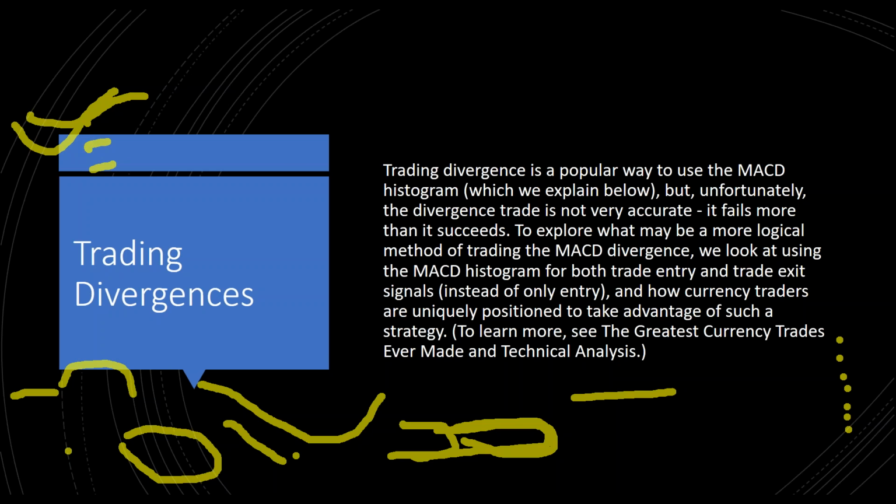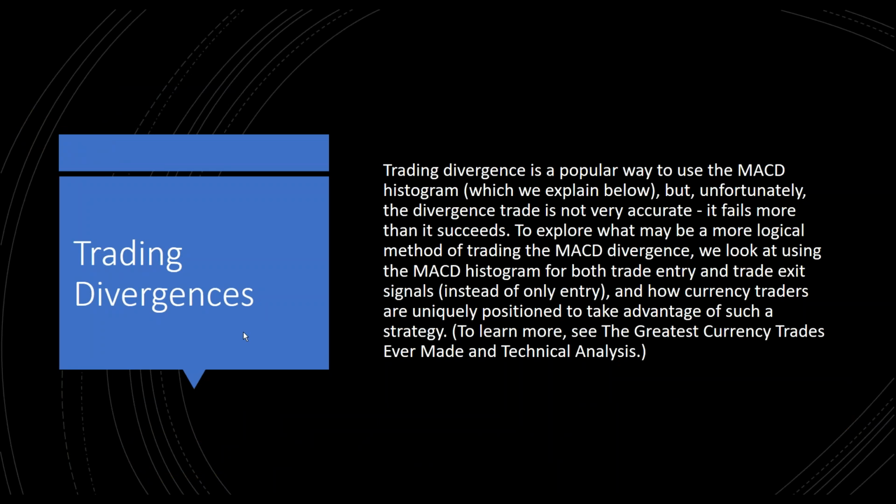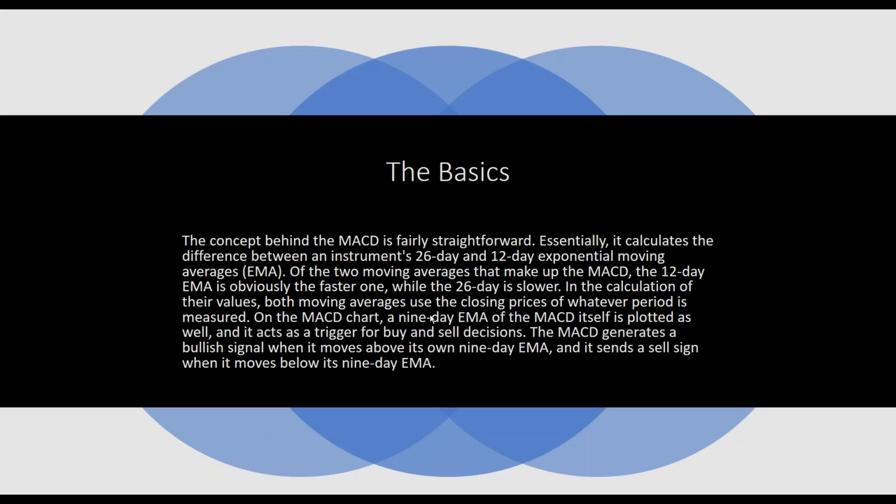So, and I'll give you these precise calculations, but the fact is you don't need to do any of the calculations. But trading divergence is a popular way to use the MACD histogram, but unfortunately the divergence trade is not as accurate. It fails more than it succeeds. So you have convergence and divergence. Convergence is when the lines come together. Divergence is when they cross over. So it depends on whether your signal line is crossing your MACD line or your MACD line is crossing your signal line. And it's just what it says. One diverges and one converges.